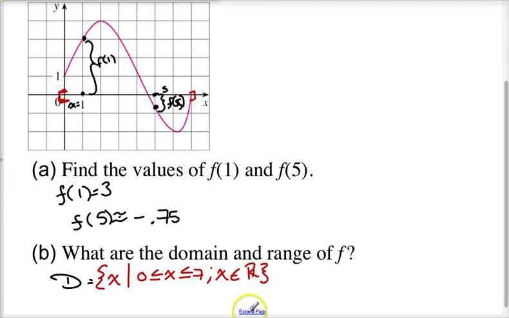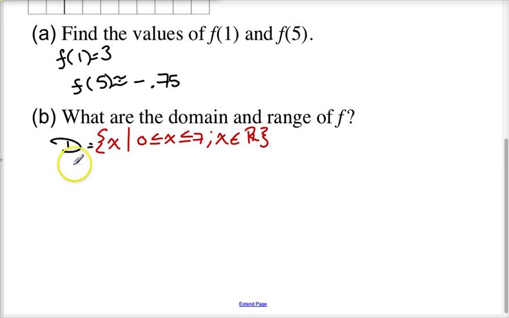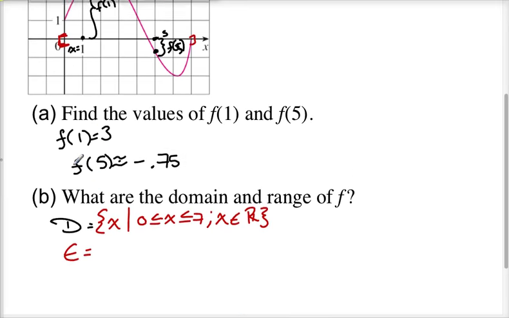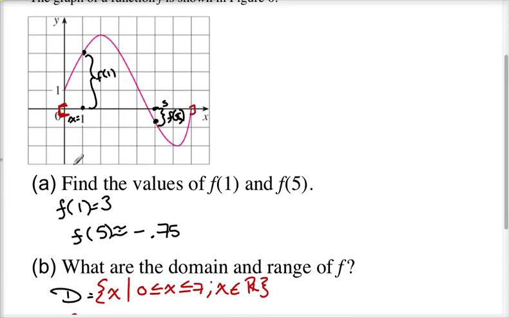Let's talk about the range. And we've been using the set E for the range, so we'll continue using the set E for the range. But in order to do this, I need to find the highest possible y value, which is going to be right up here at 1, 2, 3, 4. And the lowest possible y value, which is going to be at -2.